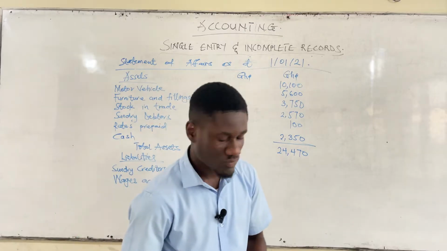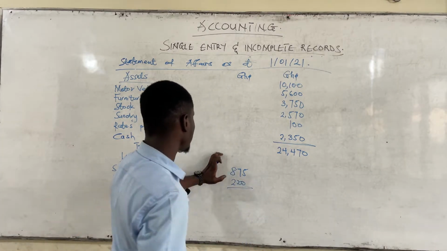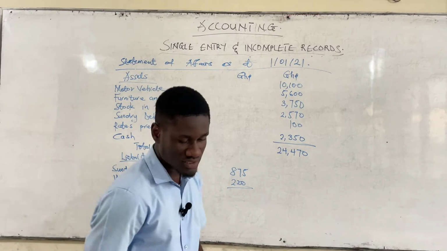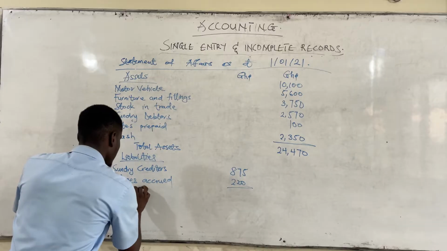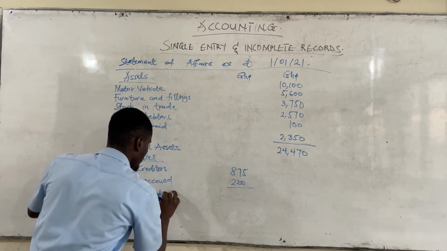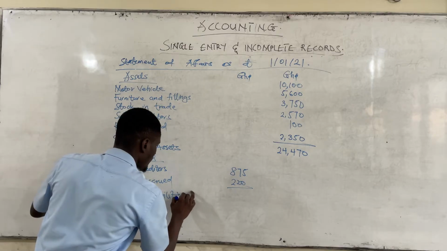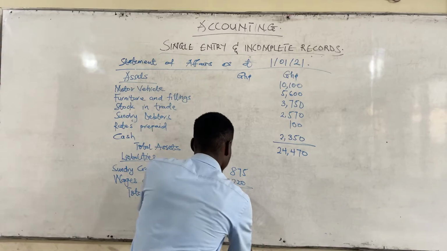which is 220. When we add this together, we are getting our liabilities, and our total liabilities is 1,095.